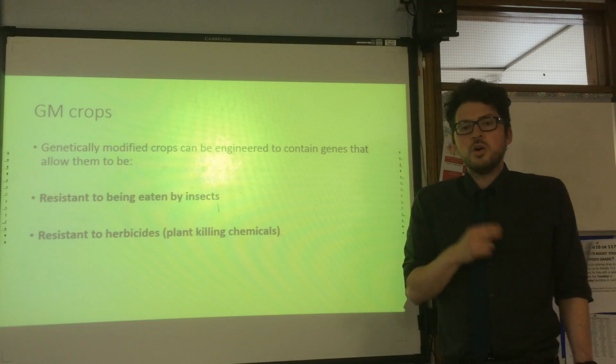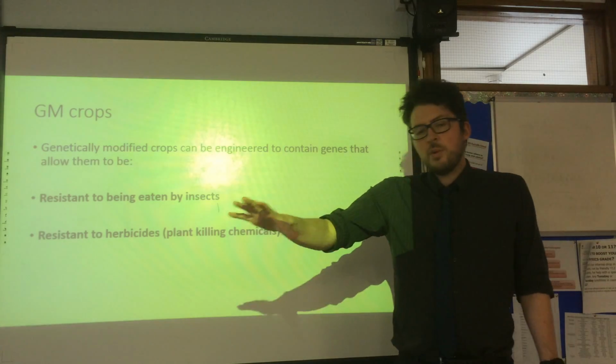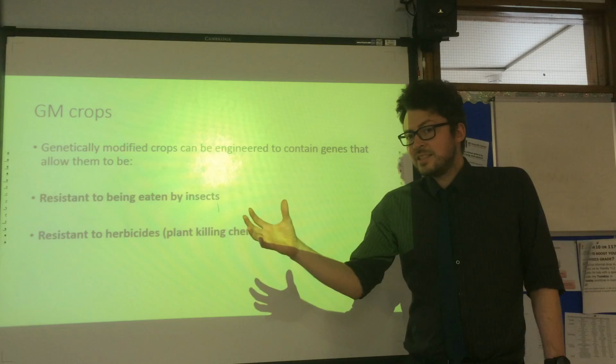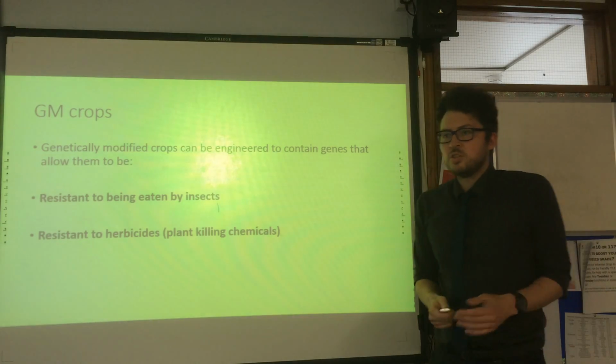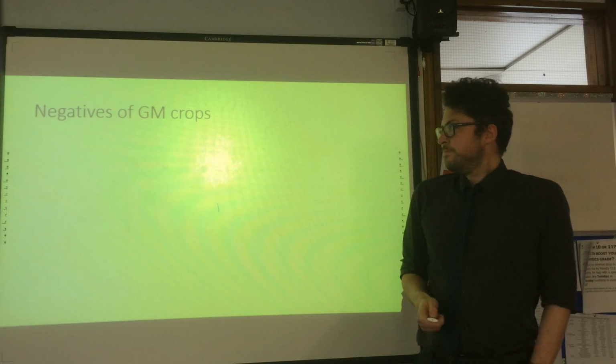Another would be resistant to herbicides. So when we sprayed our crops with herbicides, it would kill the weeds, but not the crop that we wanted to grow. For example, corn.